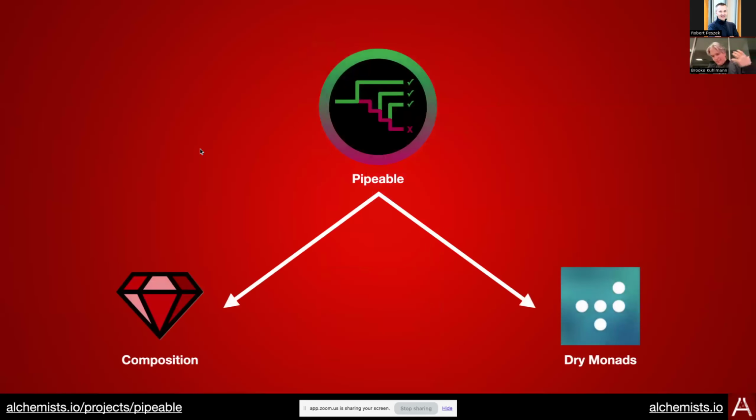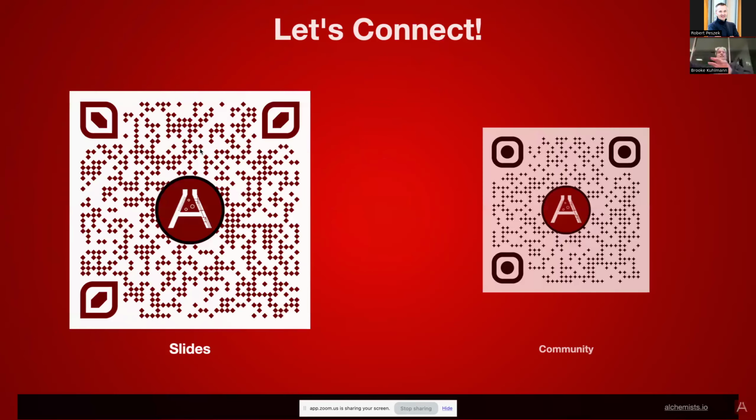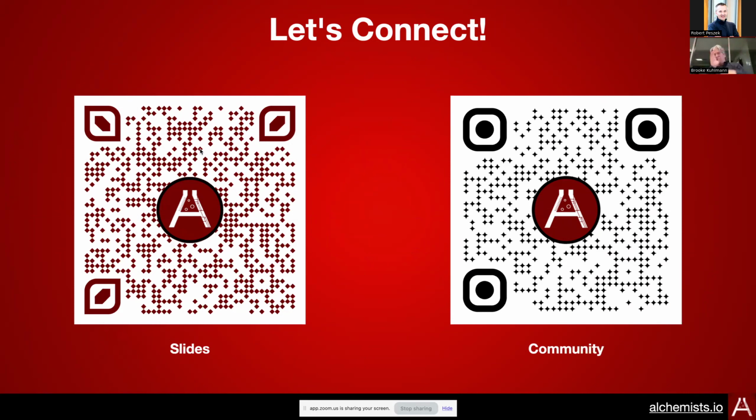So in the end, we're using function composition, natively Ruby, with a little bit of monads from the dry-monads gem, and then we're wrapping this all together in the pipeable gem, which I maintain. And that is basically function composition in a nutshell in Ruby. And if you need any of this, the slides and the community are here if you need the QR codes.